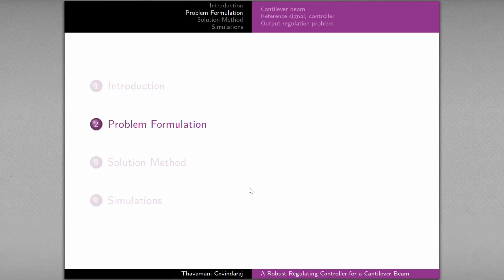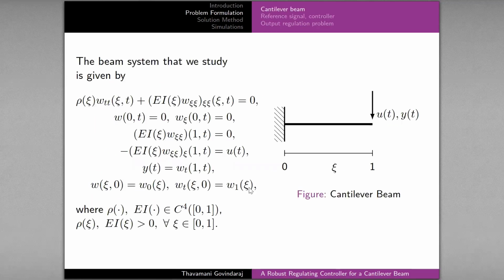So let us go to problem formulation. The beam system that we study is given by these partial differential equations. Here, the second line corresponds to the clamped end boundary conditions, and third and fourth lines corresponds to the free end boundary conditions. As we mentioned, we consider the boundary control and boundary observation. Here, we consider shear force control input, and as the output, we have the velocity at the free end.